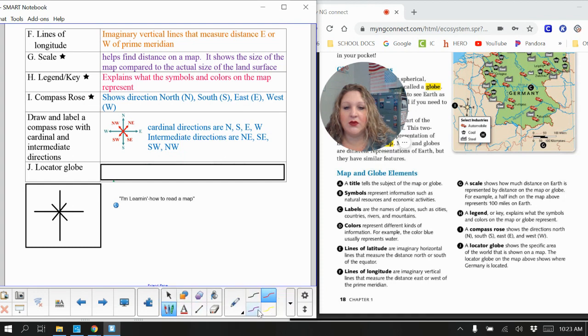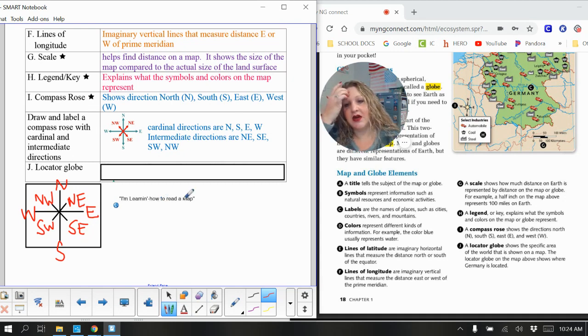And then I am going to write north. Remember, never eat soggy waffles. So then north, east, south, east, south, west, and northwest. Okay, so there we have our cardinal and intermediate directions is what those are called.